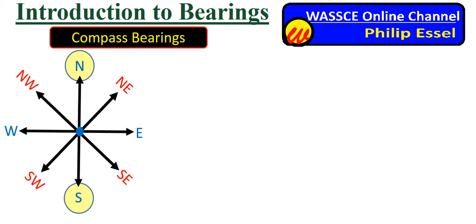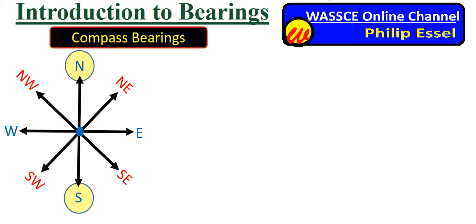Another reference point is the south point. So when we have a point in between the south pole and the west pole, we would have southwest. Again, if you have a point in between the south and the east, it will be southeast, not east south or west south. So remember these.